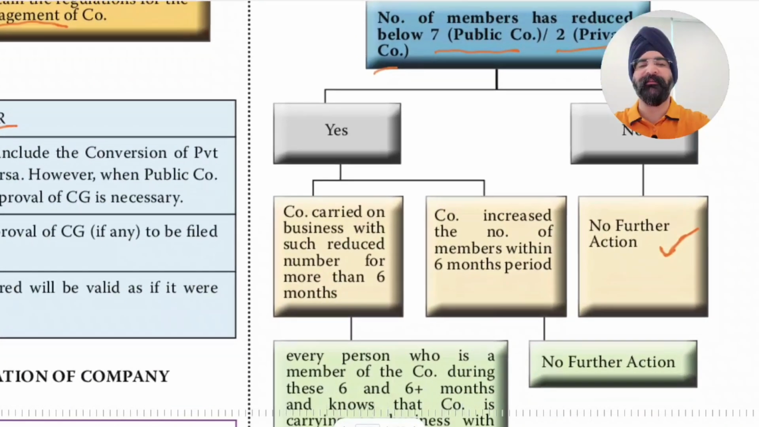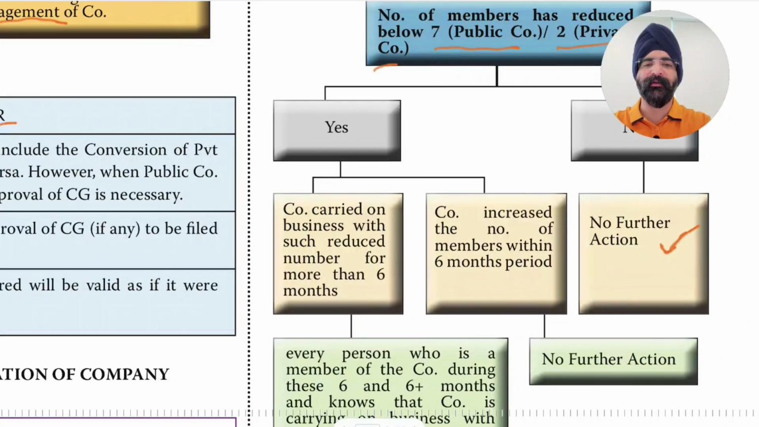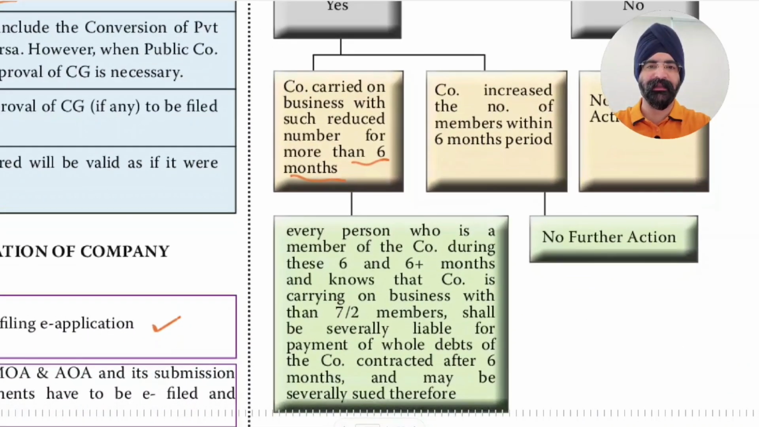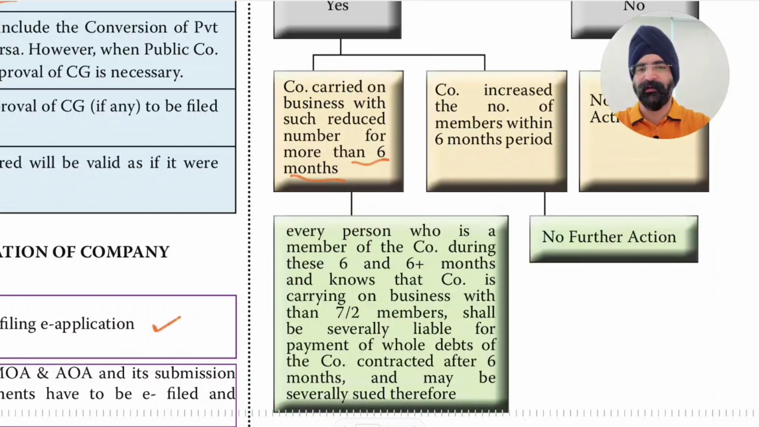But suppose the number of members has reduced. Now what will happen? The company carried on business with such reduced number for more than 6 months. Okay, the time period has also gone by. Now every person who is a member of the company during these 6 and 6 plus months and knows, this is important, suppose 6 months has passed, those who were aware planned to take an exit. Why take an exit? Because what is about to come will make them personally liable. So they exit without informing the new members.